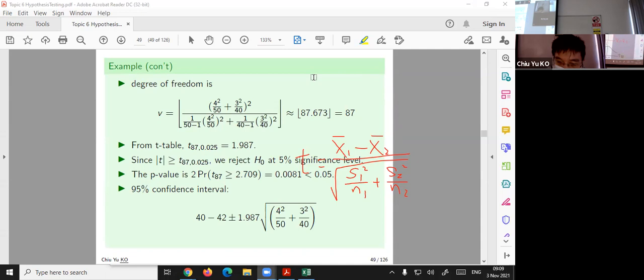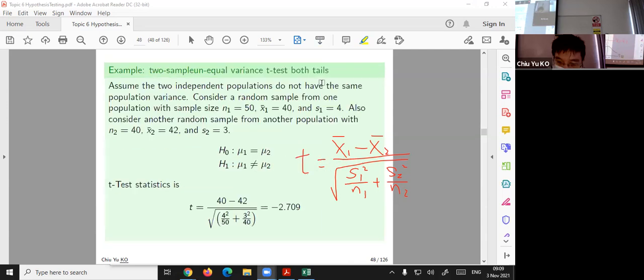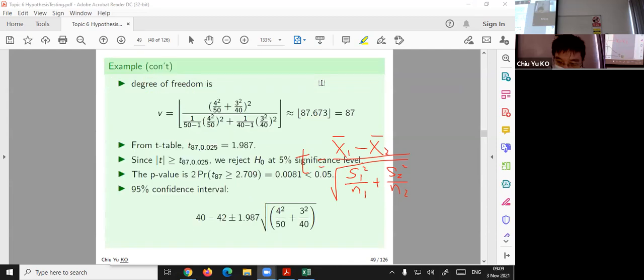That means that, remember what we had in the last few slides for the same question, the degree of freedom was 88, compared with 87 now. So actually not much difference. Now we are trying to do the hypothesis testing. We know the t-stat is negative 2.709.